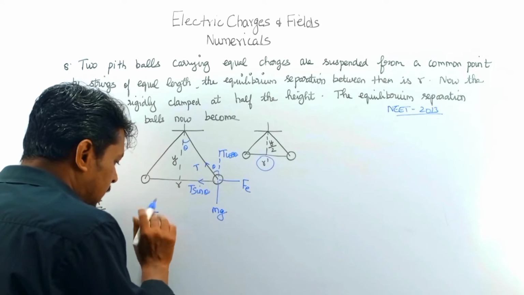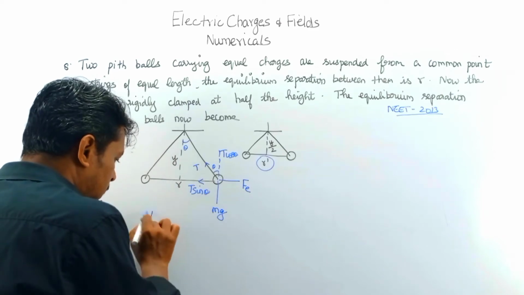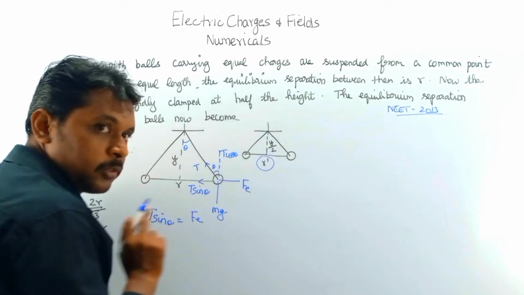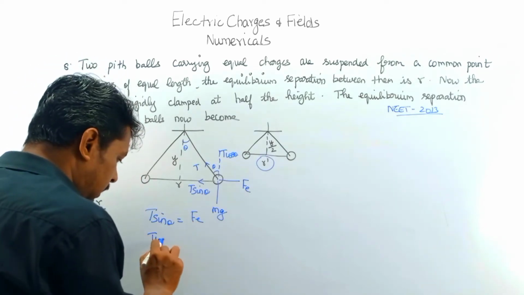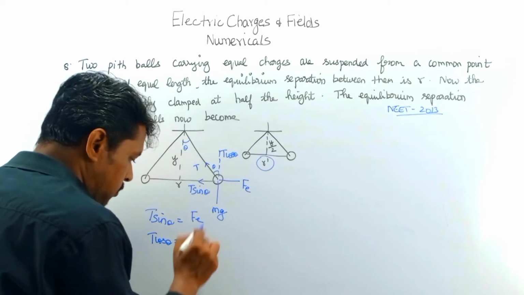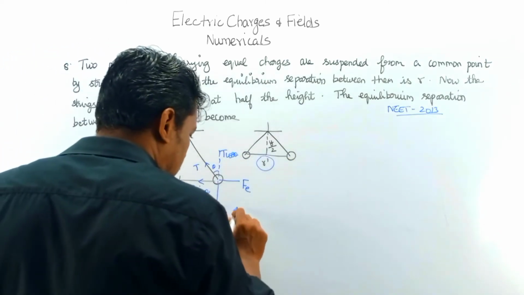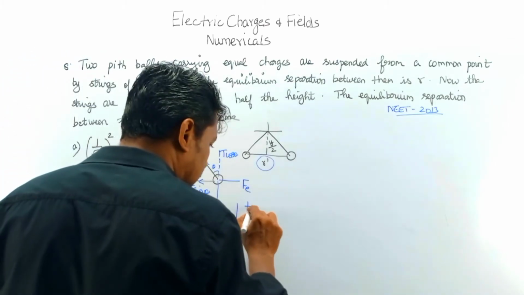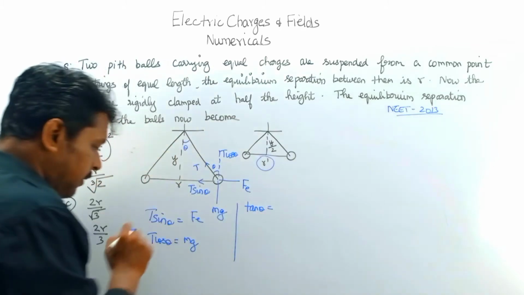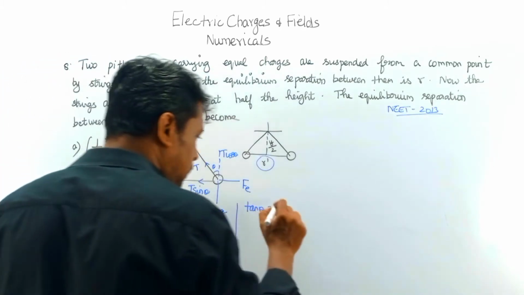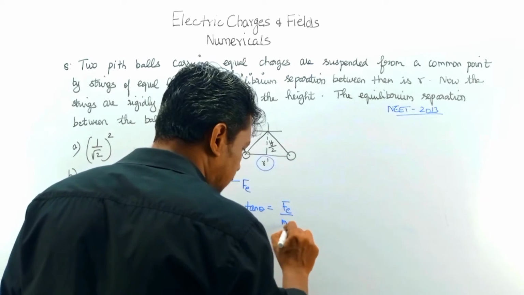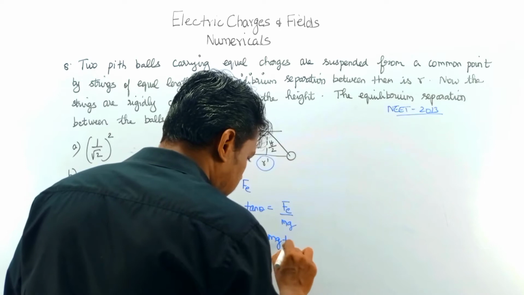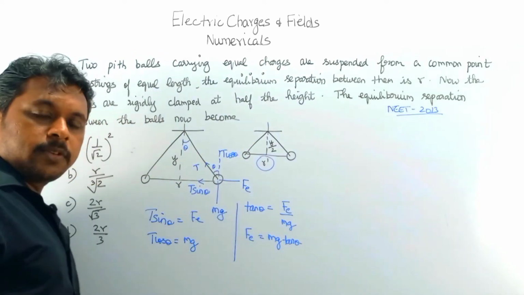Here we see that T sin theta will be equal to Fe, that is the electrostatic force. Next we have T cos theta is equal to mg. Okay, so now when we divide these two, T and T will get cancelled. Sin theta by cos theta will become tan theta, which is equal to Fe by mg. So from this we can say Fe is equal to mg tan theta.